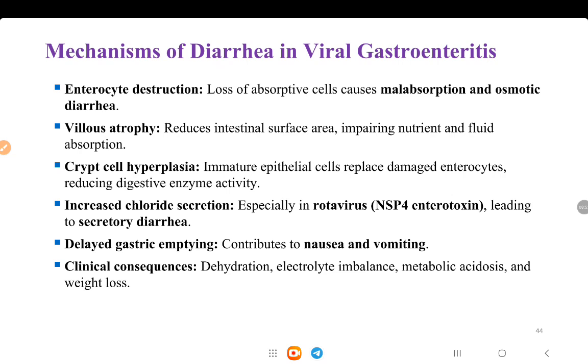Mechanism of diarrhea in viral gastroenteritis. There are different mechanisms contributing to diarrhea in viral gastroenteritis. First, electrolyte destruction may cause malabsorption and osmotic diarrhea. Villous atrophy reduces intestinal surface area, impairing nutrient and fluid absorption.